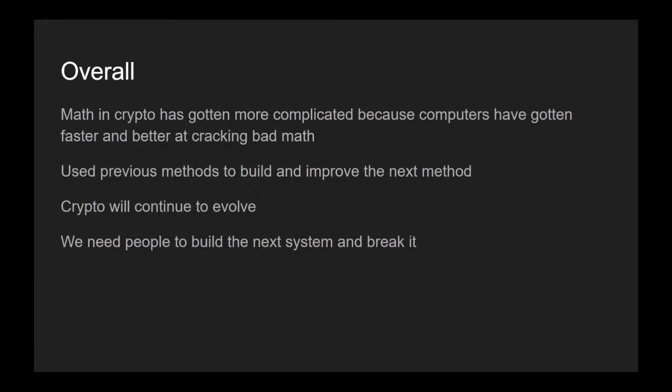We left the math that was easy for a computer to run through quickly. We left that behind. We used more complicated math. We left behind the idea of only using 0 through 25. We started using primes. So yeah, it just kept building. And overall, crypto is going to continue to evolve. It's always going to change, and we're always going to need to be building the next system, the next evolution of it.